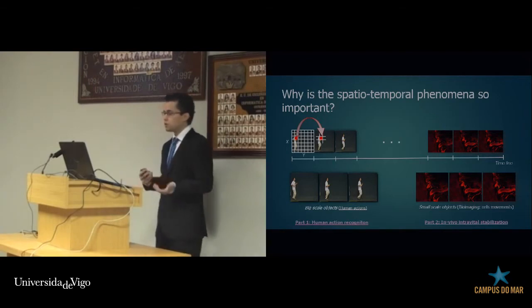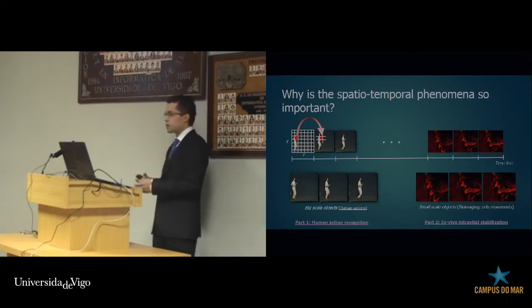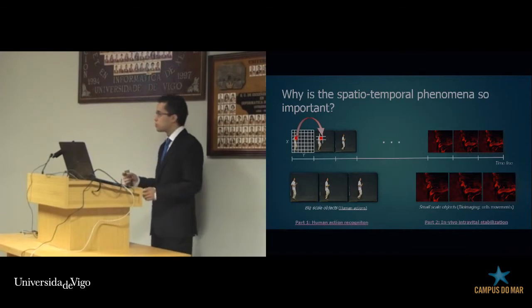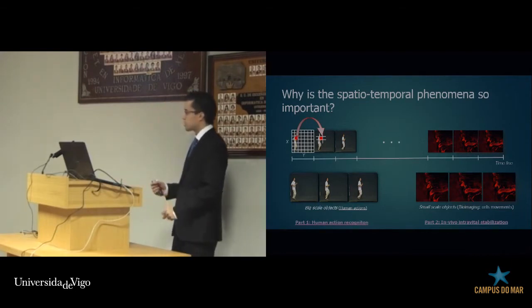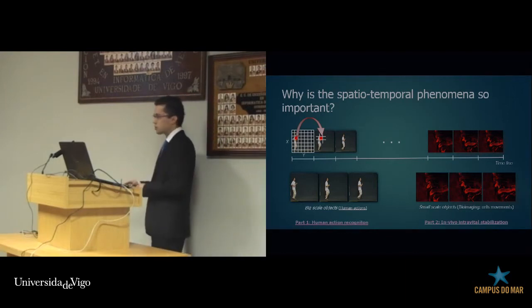Sometimes you need to identify big scale objects, for example in human action recognition, and sometimes you are interested in small scale objects, like a cell, because you want to do cell tracking. So I divide my presentation into two parts. Part one is human action recognition, and the second part is in vivo intravital stabilization.